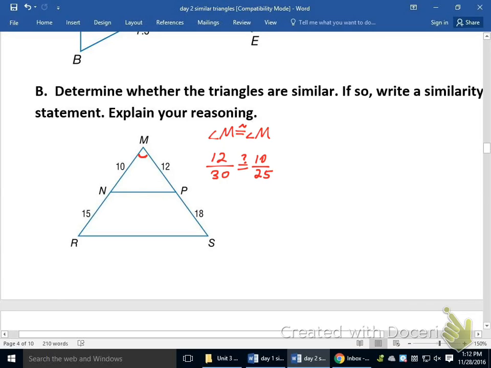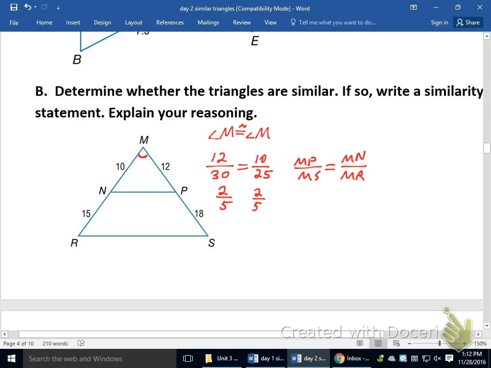I'm going to reduce both of these down as much as I can. 12 over 30 reduces to 6/15. Actually, that reduces further, so it reduces to 2/5. 10 over 25 also reduces to 2/5. So it actually does work out that these are equal. Since that's the case, I'm going to write that out really quick: MP over MS equaled MN over MR.